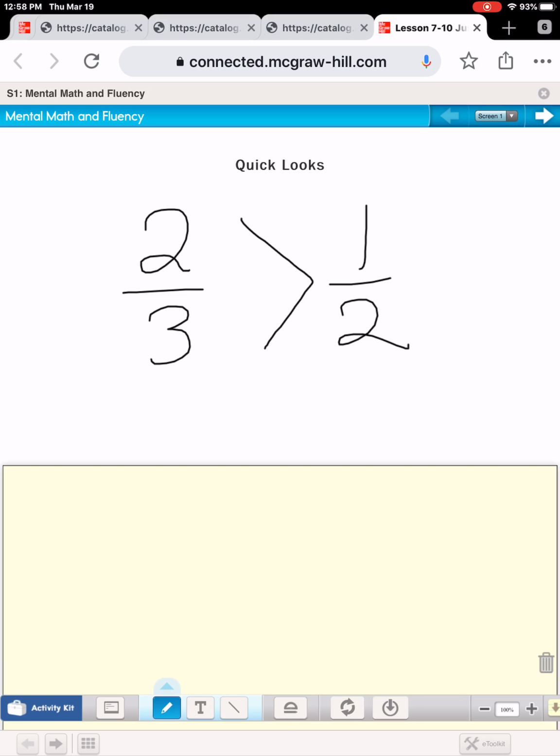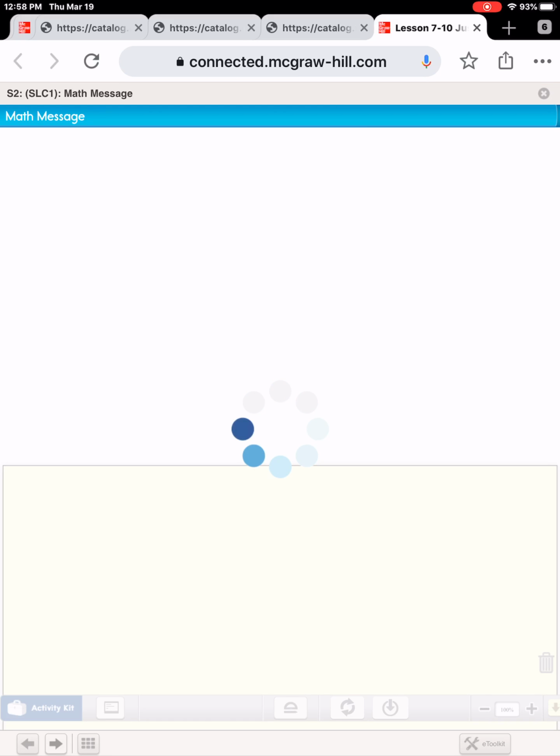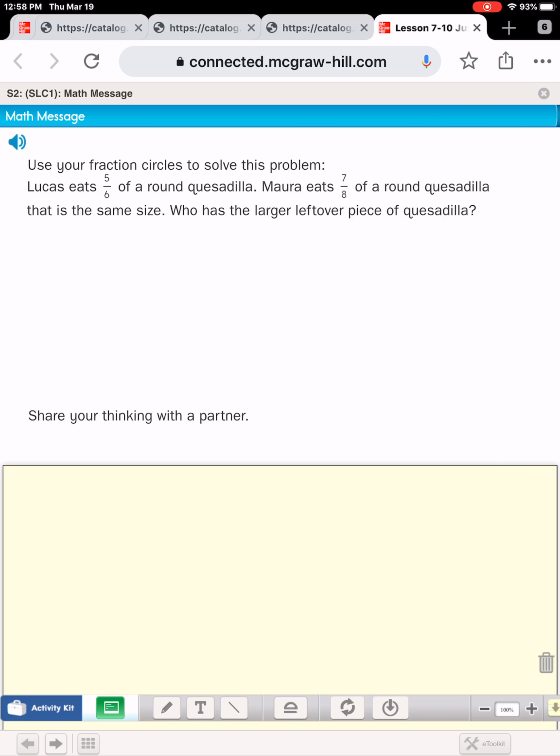All right, you can put your paper aside and look on the screen for this number story. It says, use your fraction circles, which I will show you in a moment. I know you don't have yours. Use your fraction circles to solve this problem. Lucas eats 5/6 of a round quesadilla. Mara eats 7/8 of a round quesadilla. That's the same size. Who has the larger leftover piece of quesadilla?